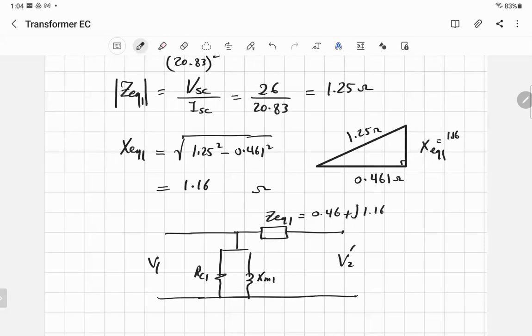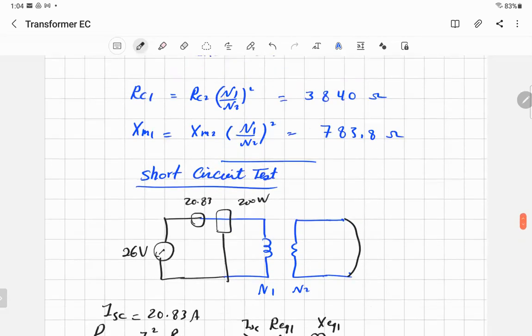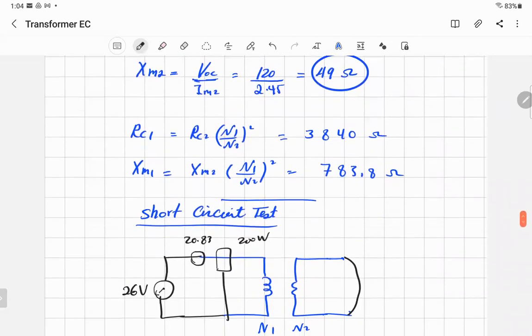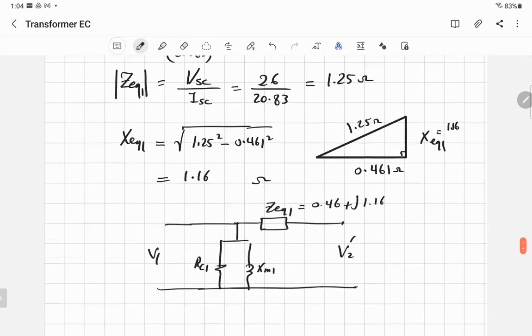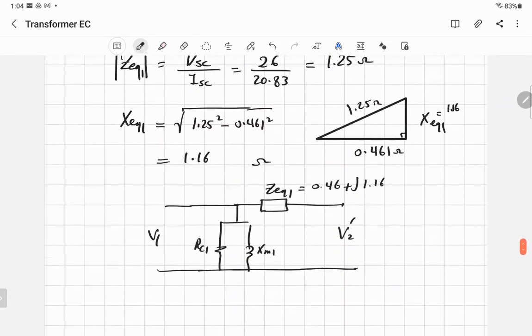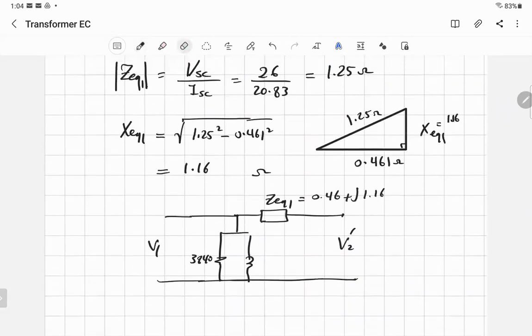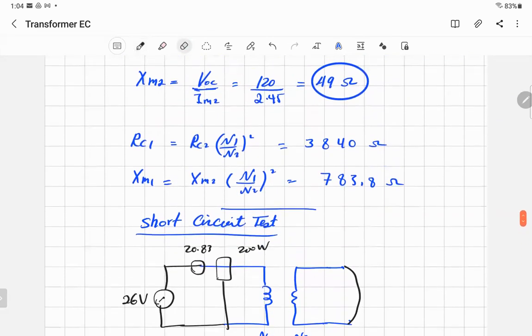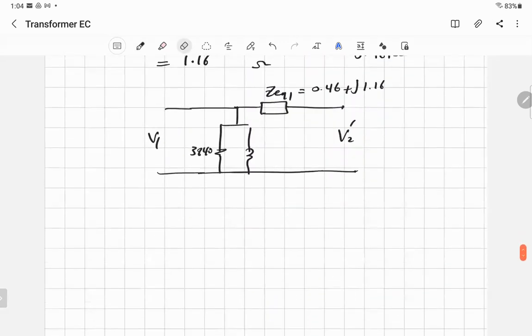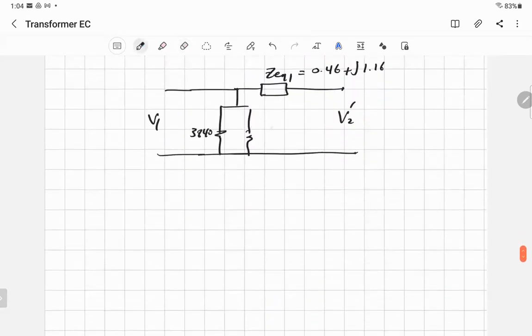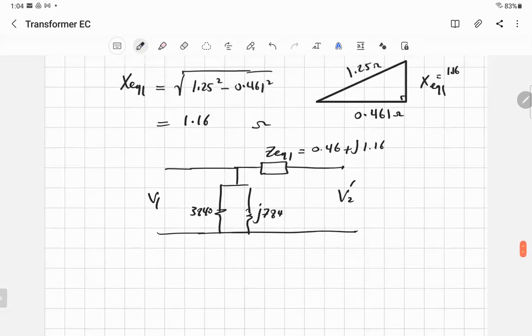That's the equivalent. And RC1 we did before, RC1 is 3040 ohm, and XM1 we got it, 784 ohm, j. That's it. In the lab, you have to do that.